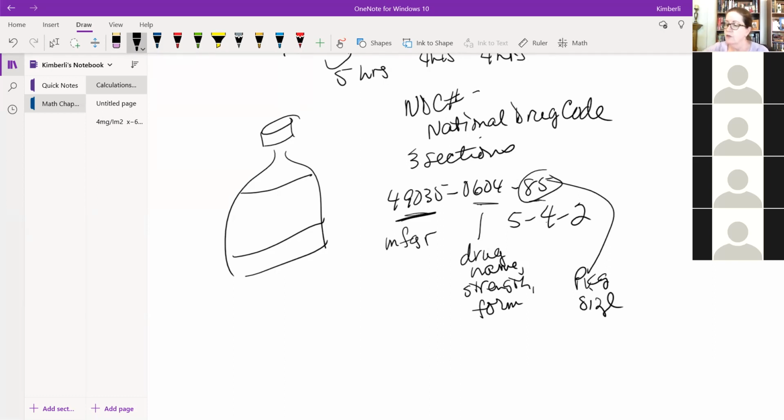This is always the manufacturer, and this manufacturer is who? Let me see if I can find it. It says distributed by Walmart. I don't believe it's Walmart.